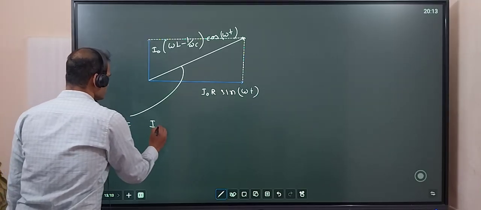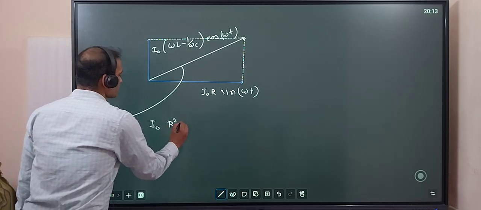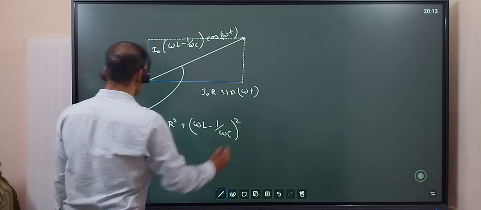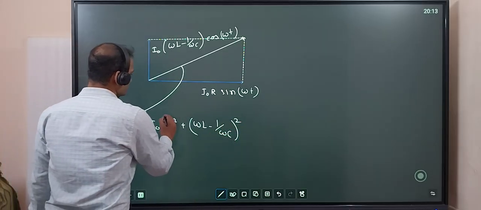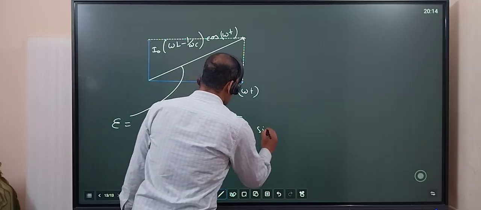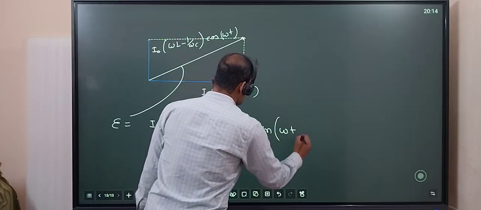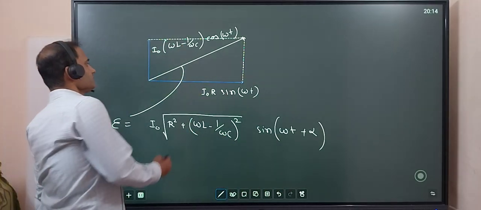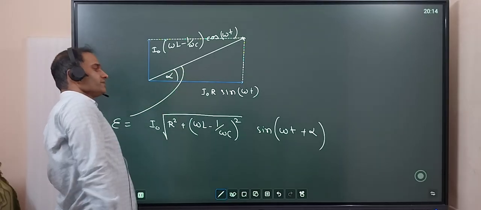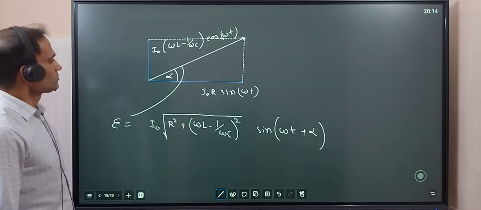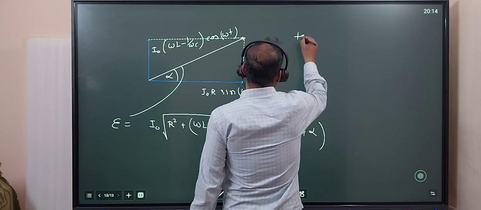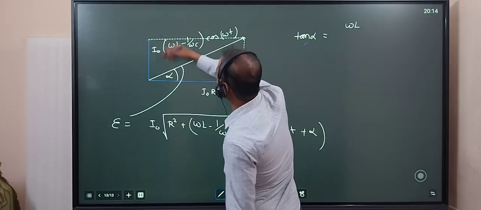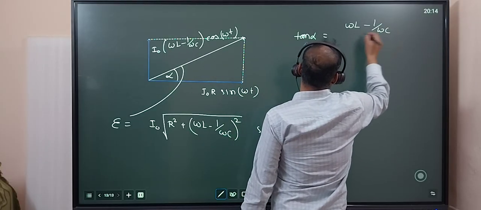This will be I naught, I am keeping alone, R square plus omega L minus 1 by omega C, the whole square, under root, sine omega t plus alpha. How can we get alpha? This angle is alpha, right? We have discussed this thing in phasor diagram, first video. So tan alpha is given by this value. Tan alpha is omega L minus 1 by omega C divided by R.